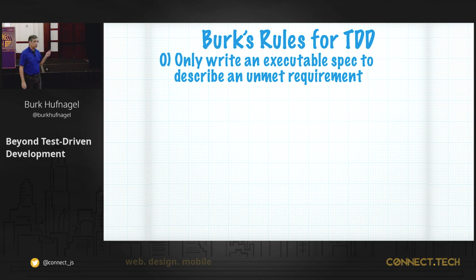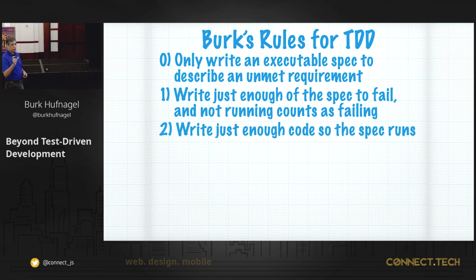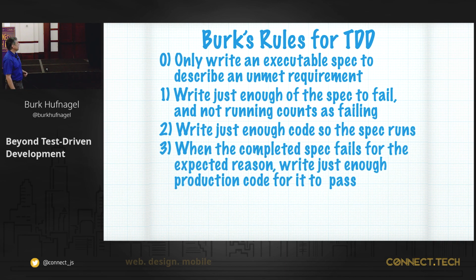So I start with this. You can only write an executable specification when you have an unmet requirement. That seems reasonable, right? If all your requirements are met, what are you writing code for? So step two, this is where I use some of Bob's stuff. You can write just enough of the spec to fail, and not running counts as failing. You write just enough code to make that run.